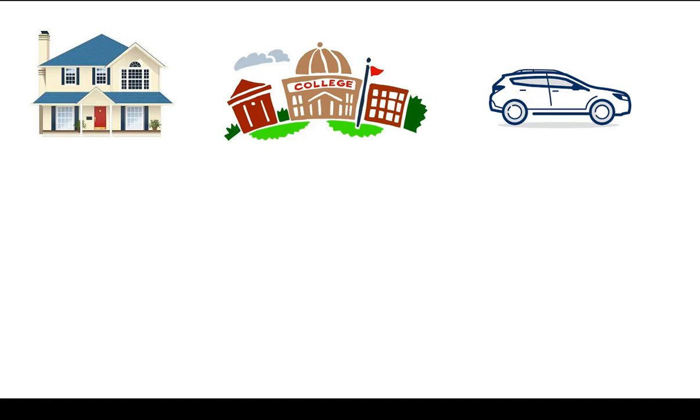So the whole idea of paying for big ticket items is something that is actually very daunting without debt. Again, houses can be hundreds of thousands of dollars. College can be tens of thousands of dollars, maybe going up into the hundreds of thousands, depending on how long you're in college. And cars could be, again, tens of thousands of dollars.